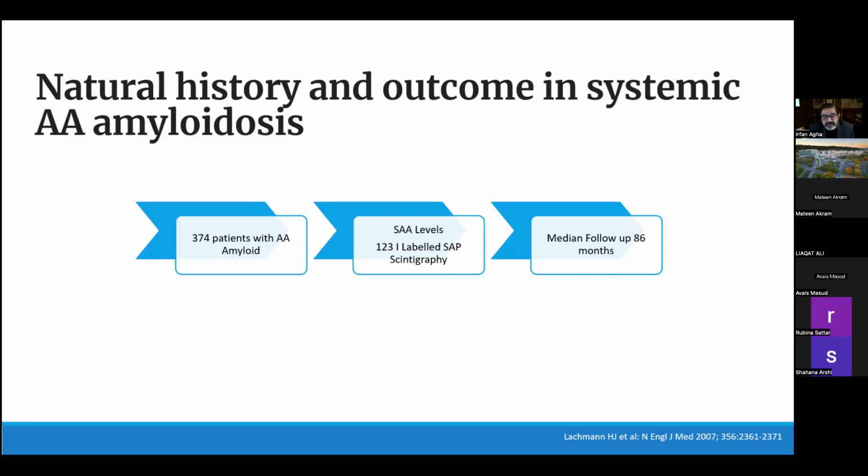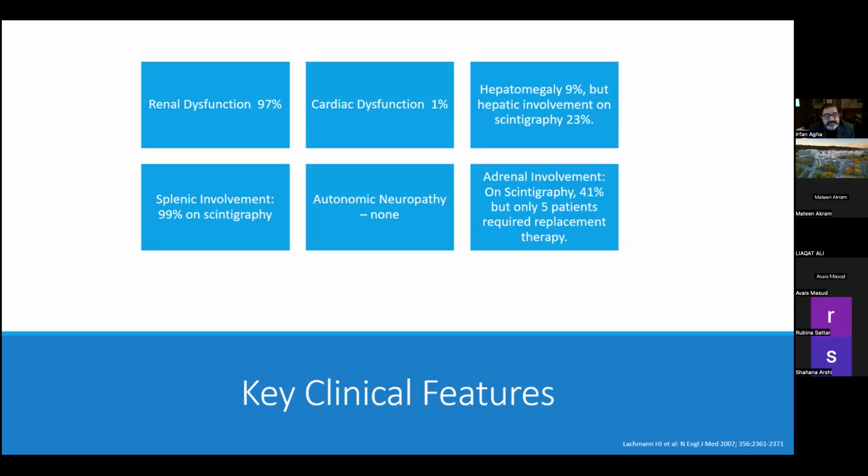I mean, this is available in Europe. I think the US has been very slow in adopting this scintigraphic technique. But what you can do is actually look at the amyloid burden in the body, and they followed them for a median of about 86 months. These are the insights that they had.